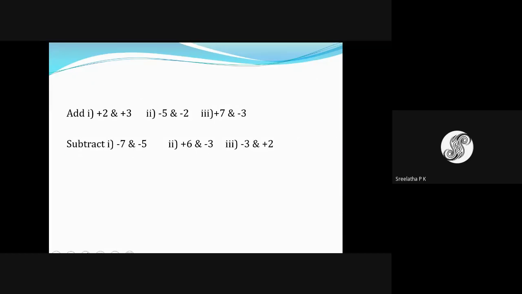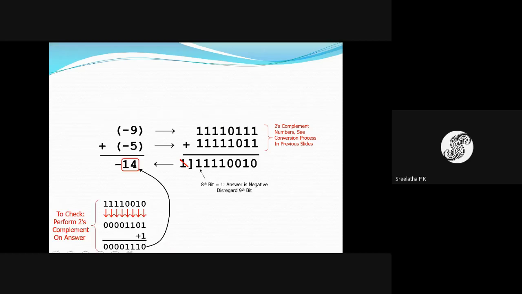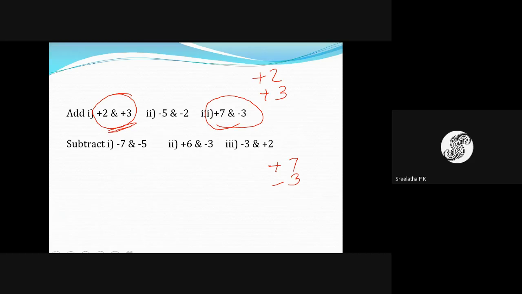Now all of you do +2 plus 3, that is addition of those two numbers, and +7 minus 3 in your book. Whatever I am telling, follow the instructions. Copy down these two questions and solve them in your book. Before you come to the next class, you should have solved this in your books.